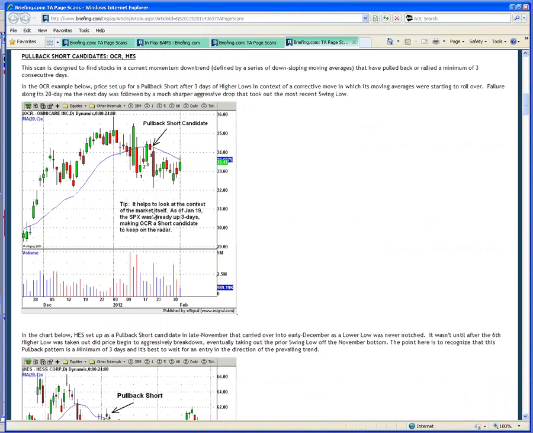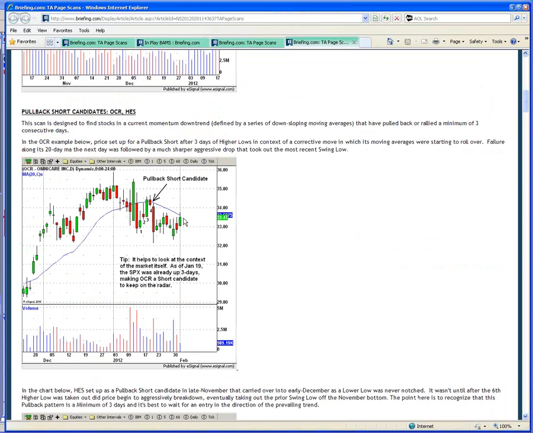The pullback short candidate is exactly the opposite of the pullback long candidates, being the 20-day moving average is usually sloping lower and price is rallying into it. Usually it's a series of 3 higher lows. In this case here, we see Omnicare back in January had 3 higher lows, actually 4 higher lows.